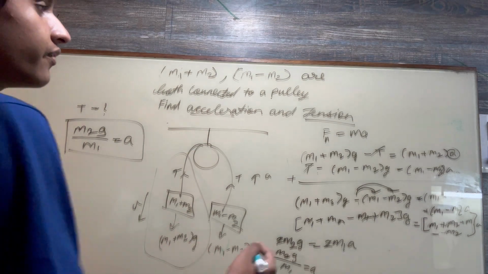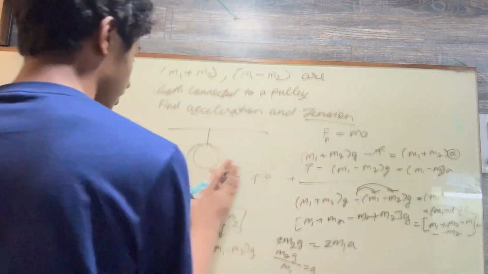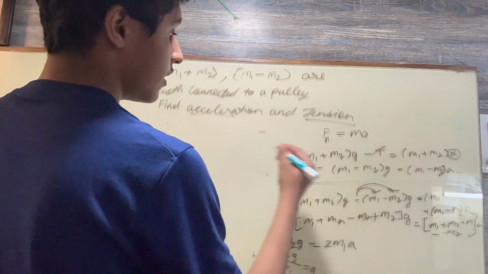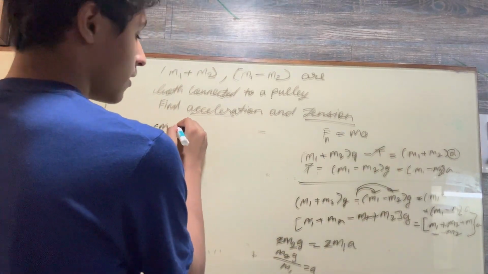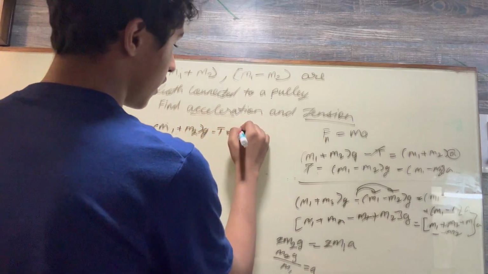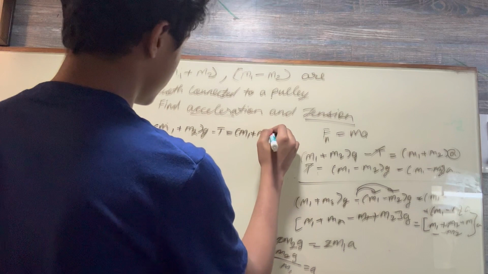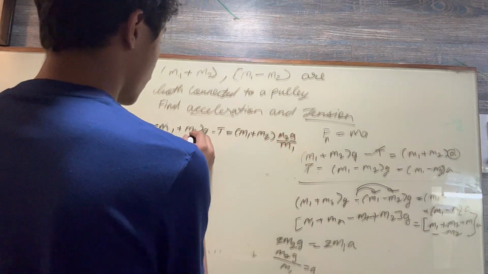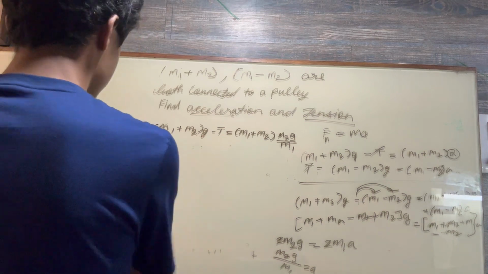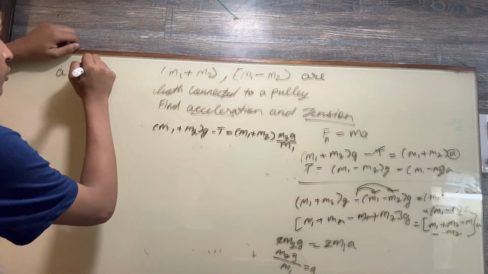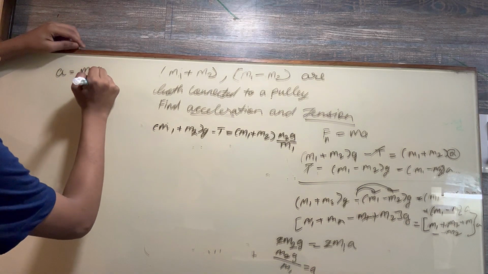So we know F, so let's just substitute it in the first equation. (m1 + m2)g − T = (m1 + m2) × (m2g/m1). So now we can take tension here, and bring this here. So a is equal to m2g/m1. I will write this up here.